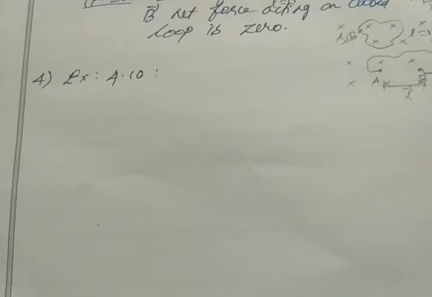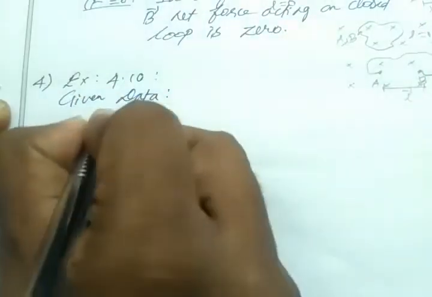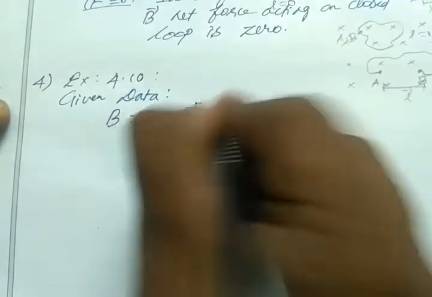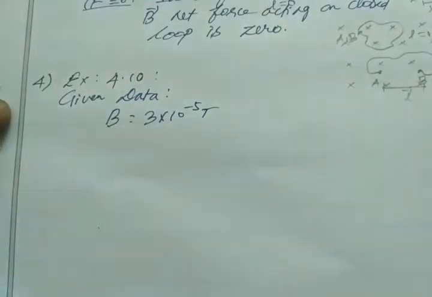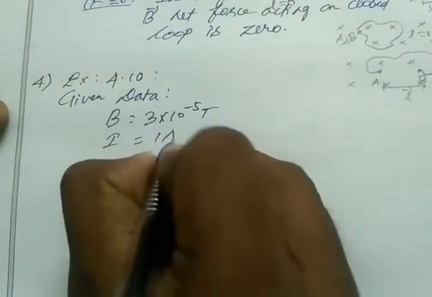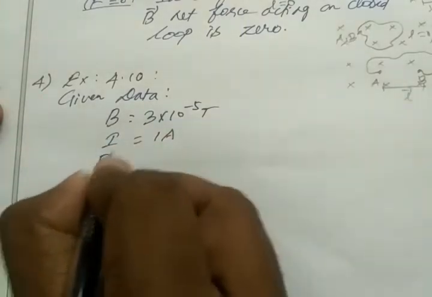The horizontal component of Earth's magnetic field at a certain place is 3 into 10 power minus 5 Tesla. Here they gave the magnetic field, right? The given data: magnetic field is 3 into 10 power minus 5 Tesla, and the direction of the field is from the geographic south to geographic north. A very long straight conductor is carrying a steady current of 1 ampere. Current is given as 1 ampere. What is the force per unit length? We have to find the force per unit length.